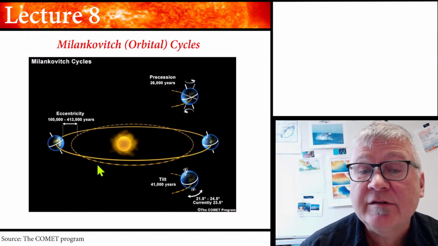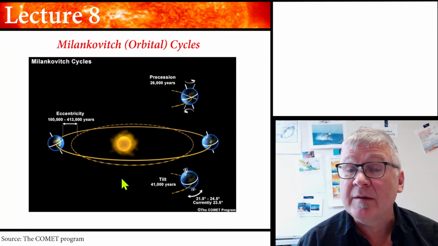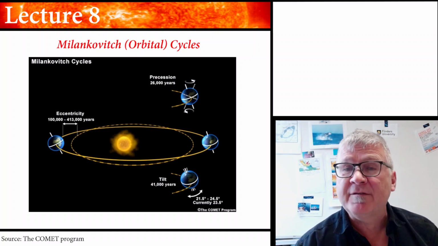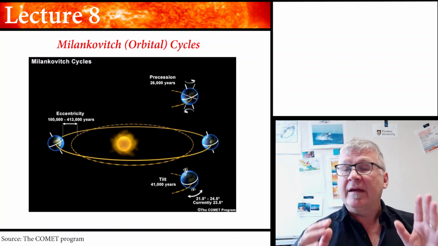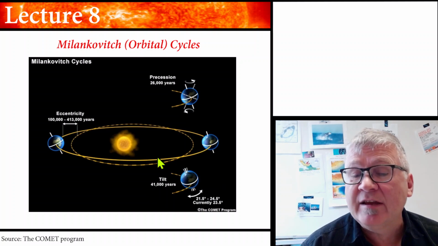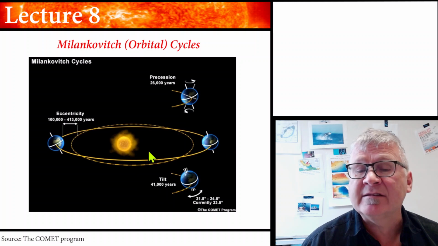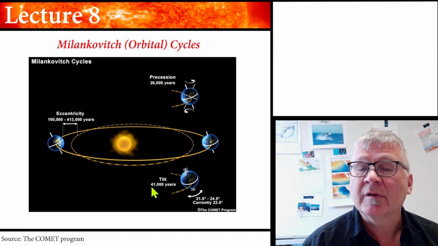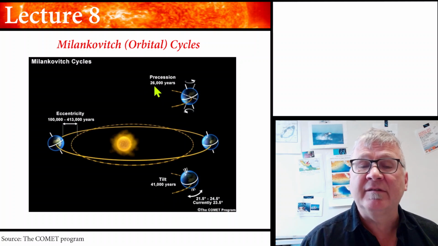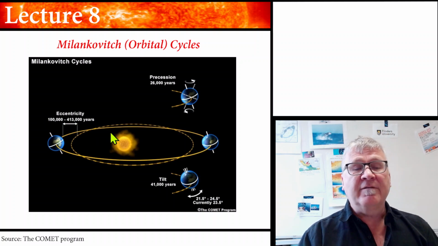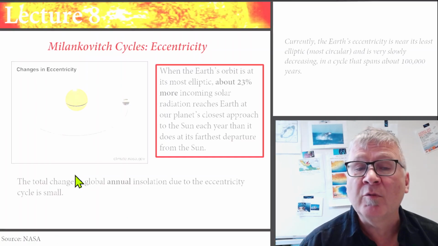All right, so let's have a look at the different time scales. You learned what a cycle is. A cycle is a process or feature that repeats, and the time it takes is called the time scale. The change of the tilt of the axis of Earth has a time scale of 41,000 years. The precession has a time scale of 26,000 years, and eccentricity has a time scale of 100,000 to 413,000 years of variations. Let's have a look at these in a little bit more detail.